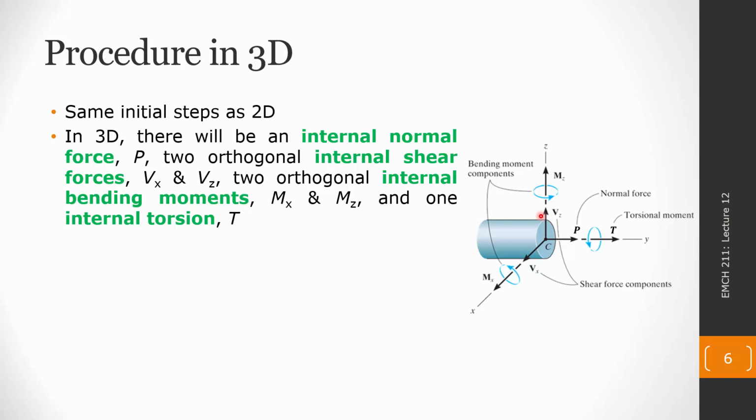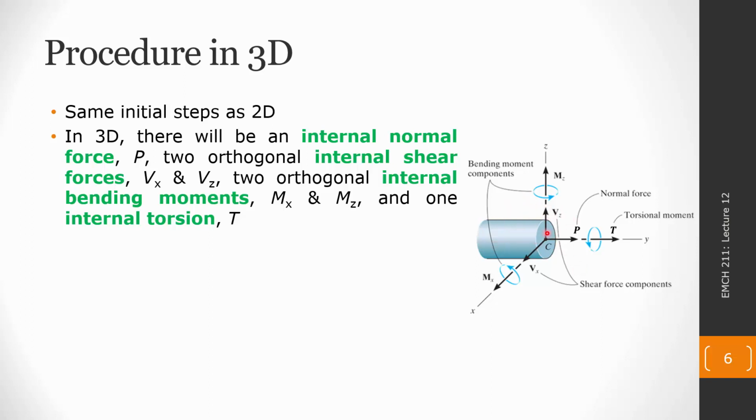We have the internal torsion, T, and we are always going to draw that around the axis that P lies on. So in this case, P lies along the y-axis. T, we are going to say, is positive counterclockwise around that axis, in this case y. The direction of T and P is always determined by the outward normal direction from the surface of the cut.